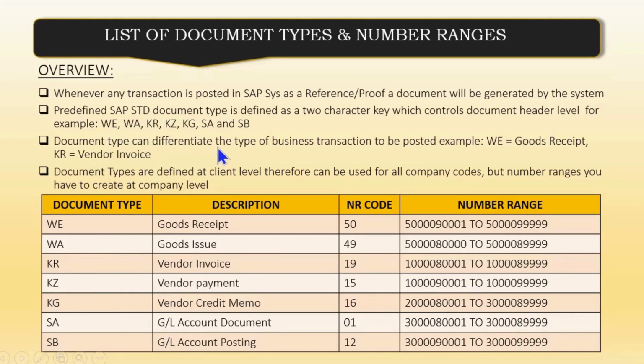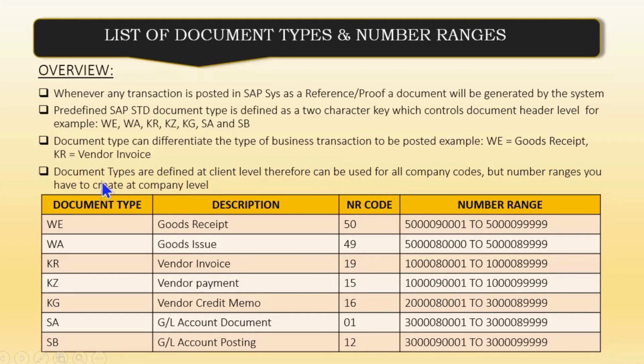Document type can differentiate the type of business transaction to be posted. Whenever you do a transaction, the document type will decide what type of document it is. For example, WE is the document type defined as a goods receipt. KR is a code which defines that it is a vendor invoice. In that way, you can identify what type of business transaction is posted and what kind of document it is.